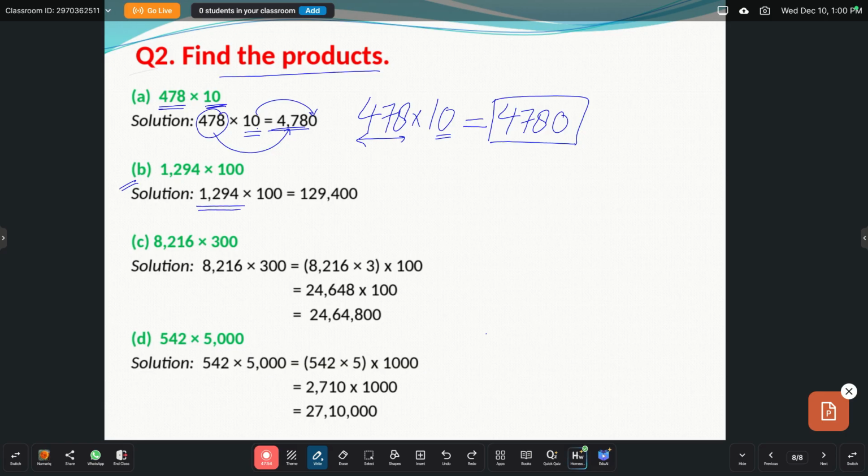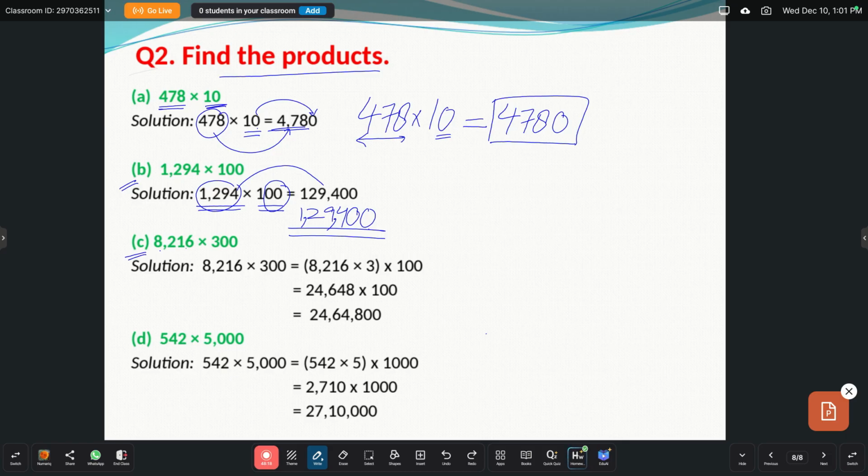Now coming to part number B, beta, this is 1294 and we have to multiply it by 100. So we will again write down this multiplicand as such, that is 1294, and then we will add 2 zeros to the right side of this number. So our answer is 1,29,400.